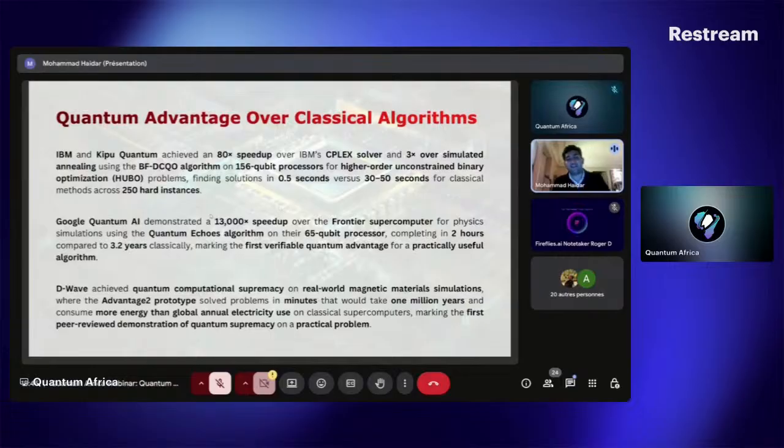Google, as you heard very recently, shows a 13,000 times speedup: 2 hours compared to 3.2 years that the classical computer needs. D-Wave as well has been working on the spin glass problem, and they showed that you would need something like 1 million years, consuming, I think, more than the global annual electricity, using classical supercomputers. They used the Advantage 2 prototype to solve a real-world magnetic material simulation.